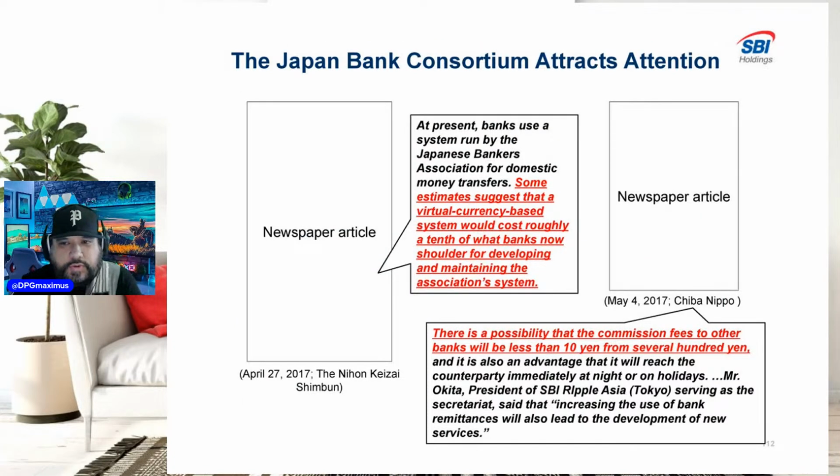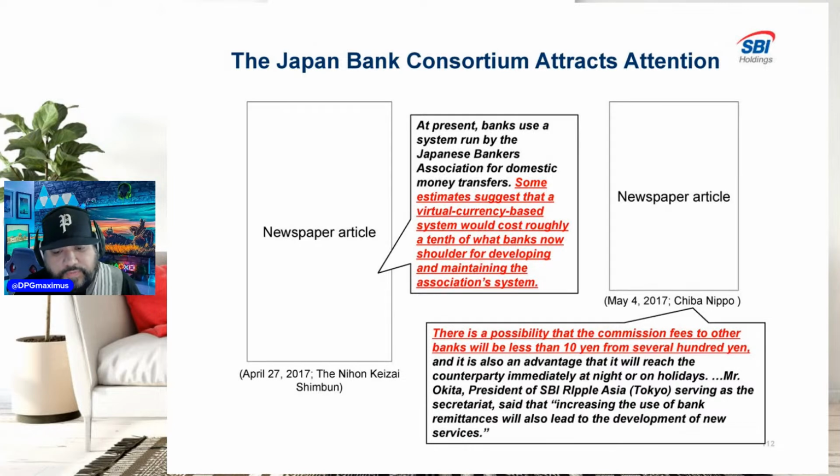The Japan Bank Consortium attracts attention. It says at present, banks use a system run by the Japanese Bankers Association for domestic money transfers. Some estimates suggest that a virtual currency-based system would cost roughly a tenth of what the banks now shoulder for developing and maintaining the association's system. And of course, that was from an original newspaper article published on April 27th of 2017 in the Nihon Keizai Shimbun, if I pronounce that right. Wow, what a name. Look what it says here. There's a possibility that the commission fees to other banks will be less than 10 yen from several hundred yen. That's a game changer in itself. And it's also an advantage that it will reach the counterparty immediately at night or on holidays.